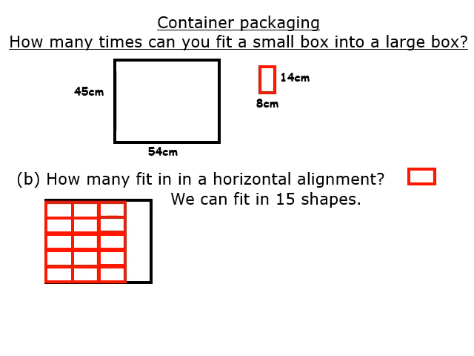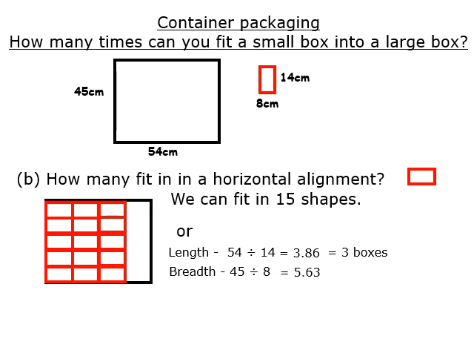Let's see what our calculations give us. So we said the 14 is now with the 54, so 54 divided by 14 gives me 3.86, so that's 3 boxes. We're happy with that. And 45 divided by 8 gives me 5.63, which is 5 boxes. So we're happy with that as well. So we multiply the 3 by the 5 to get 15 boxes. We're spot on.